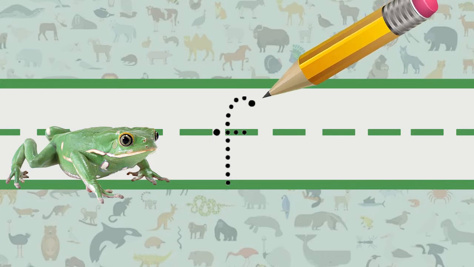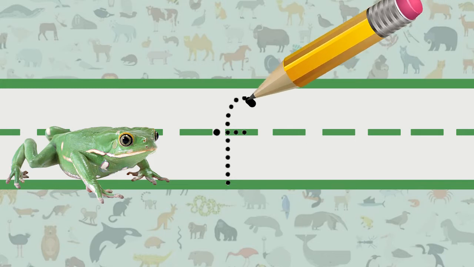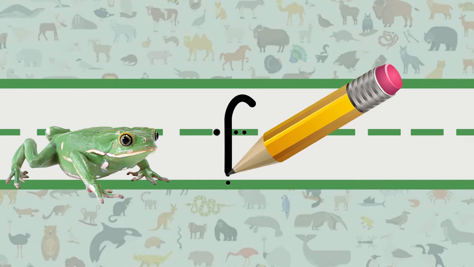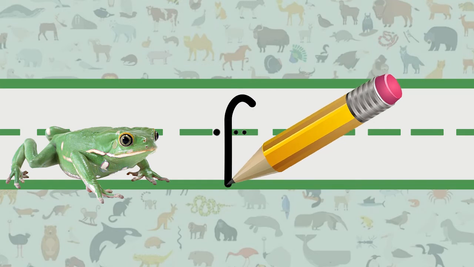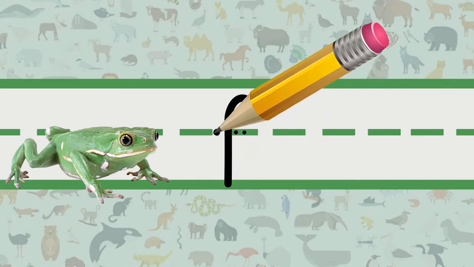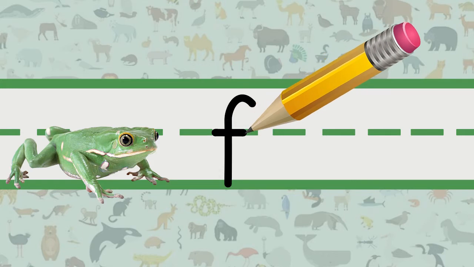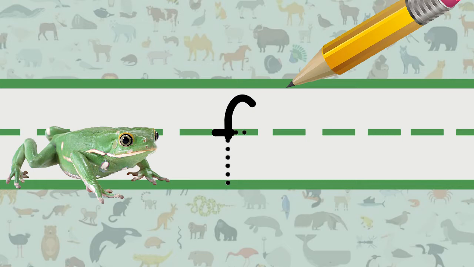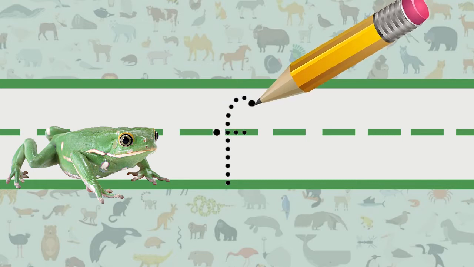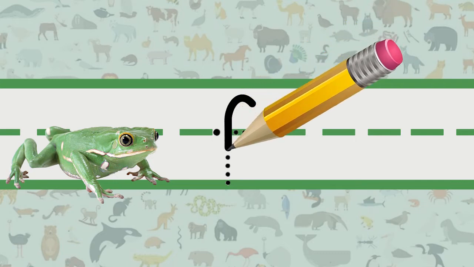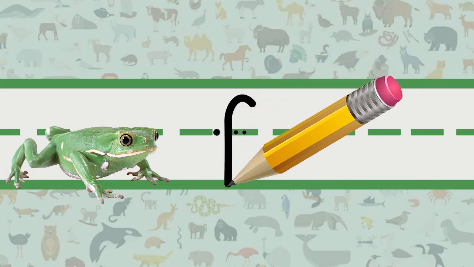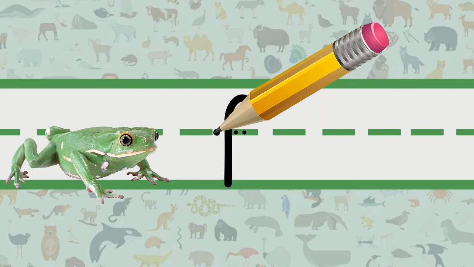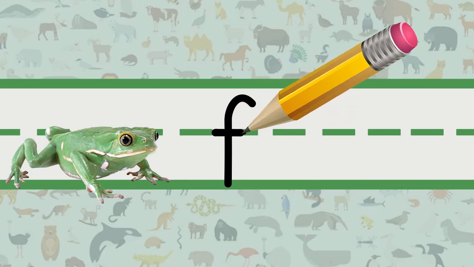Start in the top in the corner and draw a small curved line down to the bottom. Then go to the middle and draw a straight line from left to right. Good job! Let's do that again. Start in the top in the corner and draw a small curved line down to the bottom. Then go to the middle and draw a straight line from left to right.